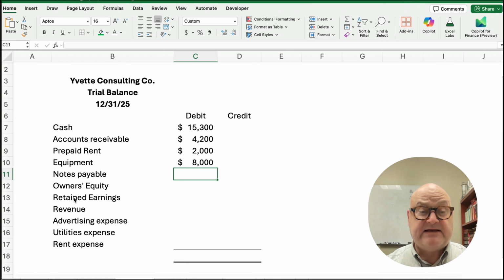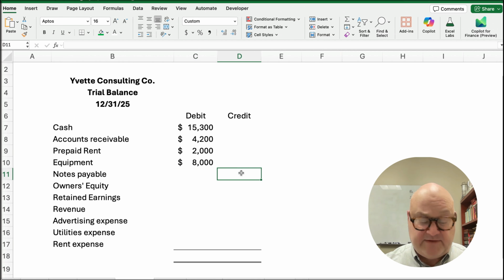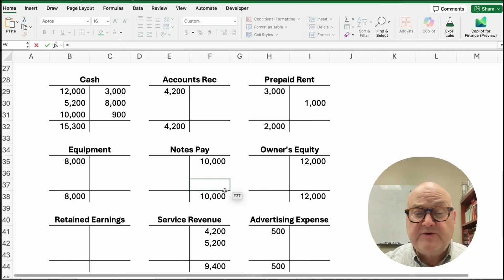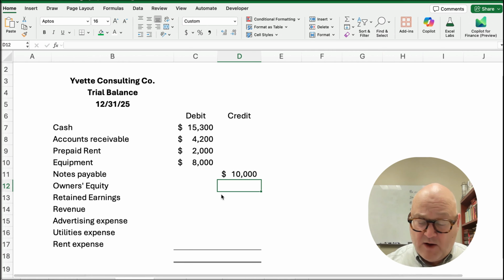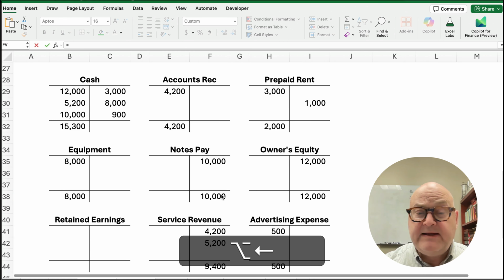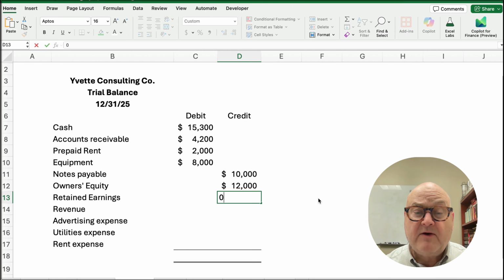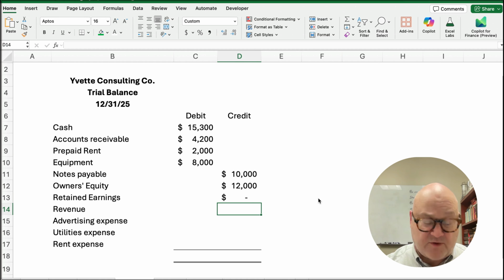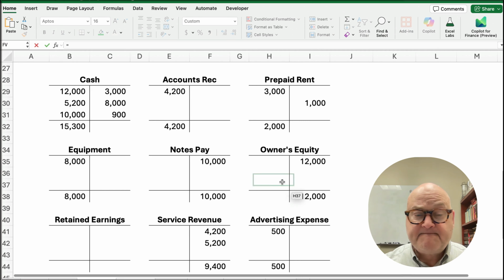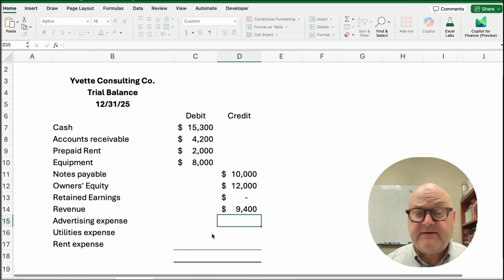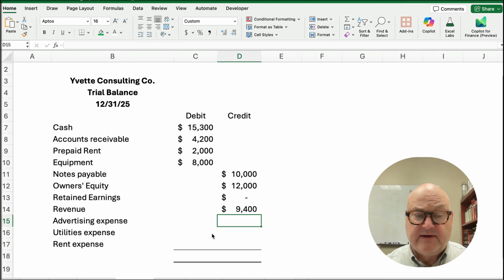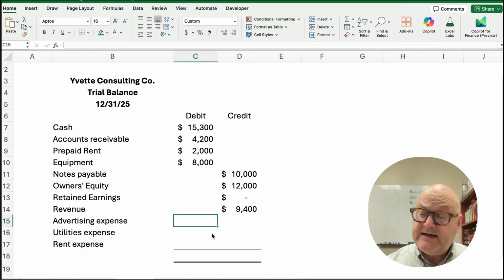So those are our assets. Now we're switching over to liabilities. We have one notes payable, and the notes payable is $10,000. Owner's equity is going to be $12,000. Retained earnings right now is going to be $0. Our service revenue is going to be $9,400. That's a credit. Okay, you see we're putting debits and credits. Those are important. You don't need to know this to understand accounting. You just need to understand, hey, those are valuable when we're adding and subtracting.